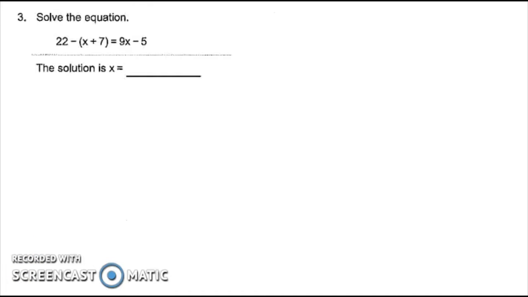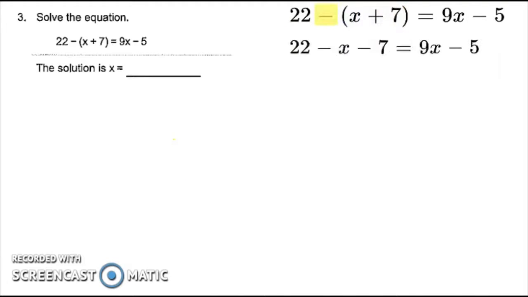Number 3, we are solving the equation. We have a parenthesis here first. This is a negative, but we understand that to be a negative 1. So basically, we're just changing the signs of everything in the parentheses. So we'll have 22 minus x minus 7 equals 9x plus 5.